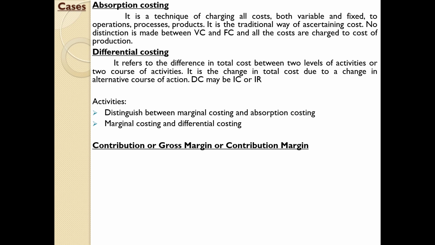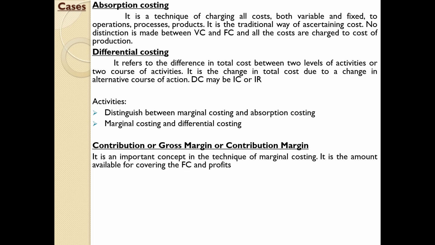Next one, contribution or gross margin or contribution margin. We have gone through those areas and explained the concept of contribution as well as profit. I hope you understand the concept of contribution and profit. It is an important concept or technique of marginal costing. It is the amount available for covering fixed costs and profits. Remember, these are the important equations. From now on, we will be dealing with various equation cases. Marginal costing consists of a number of equations. All the equations are easy, but you have to analyze and familiarize yourself with each equation, because the nature of the question and the requirement of the equations is different.